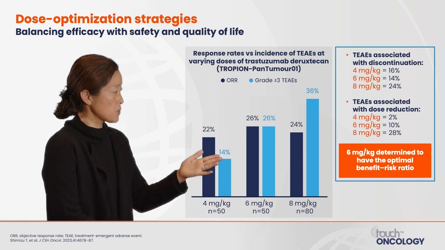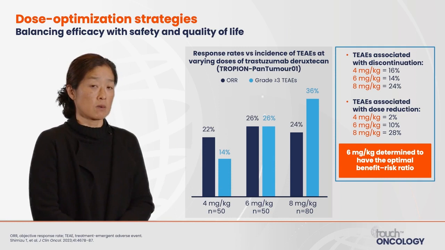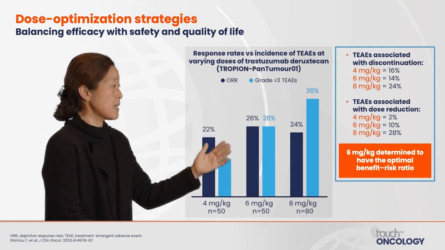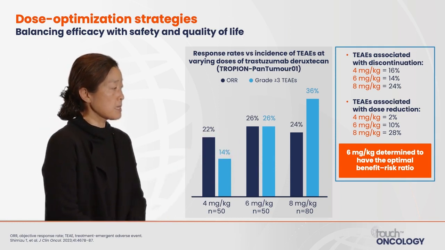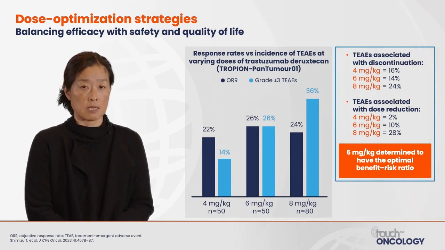And here we can see the response rates across different dose levels that were tested. We can see the rates of grade 3 or higher treatment-emergent adverse events. And based on this composite data, the 6 mg/kg dose was determined to have the optimal benefit-risk ratio.